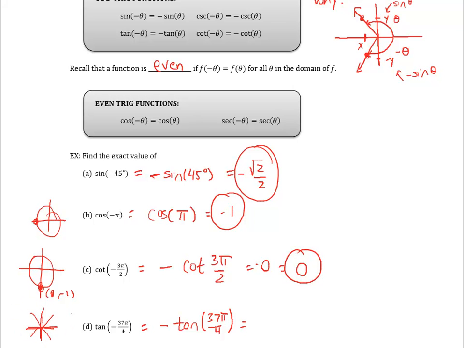Or I could just take the 37 and divide it by 4, right, I get 9 with 1 left over. So I go around 1, 2, 3, 4, 1, 2, 3, 4, 1, 2, 3, 4, 1, 2, 3, 4. I end up at the same thing as pi over 4. And we know tangent of pi over 4 is just 1, so you get negative 1.